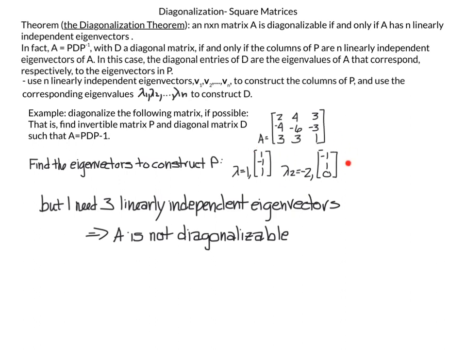My eigenspace for lambda equals negative 2 is also one-dimensional. So I can only cover 2 dimensions. I don't have a way of creating a third linearly independent eigenvector. I can add 2 of these together to get another eigenvector, or scalar multiply either of these by some scalar and get another eigenvector, but they won't be linearly independent. Therefore, A, according to this theorem, is not diagonalizable.